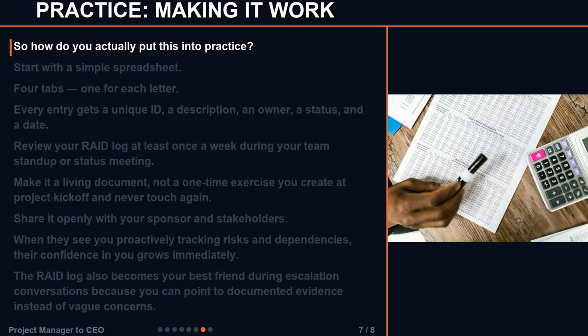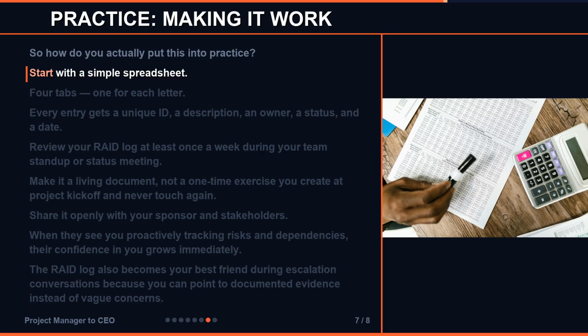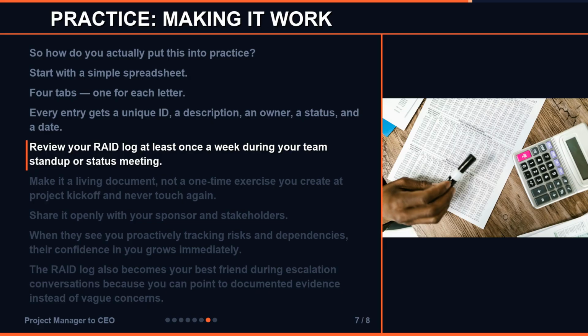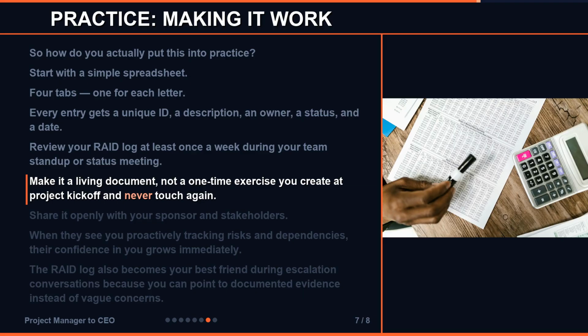So how do you actually put this into practice? Start with a simple spreadsheet. 4 tabs, one for each letter. Every entry gets a unique ID, a description, an owner, a status, and a date. Review your RAID log at least once a week during your team stand-up or status meeting. Make it a living document, not a one-time exercise you create at project kickoff and never touch again.